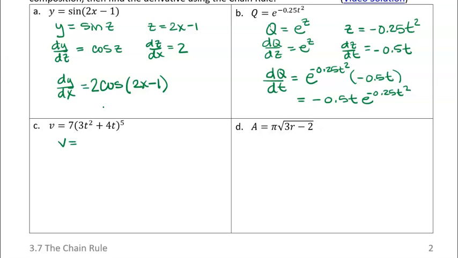For V, I have 7 times something to the 5th power, so I'm just going to make that 7z to the 5th. And inside the 5th power I have this z, which is 3t squared plus 4t. Now we're just going to take the derivative of each one of those things. dv/dz is just going to be 35z to the 4th power.